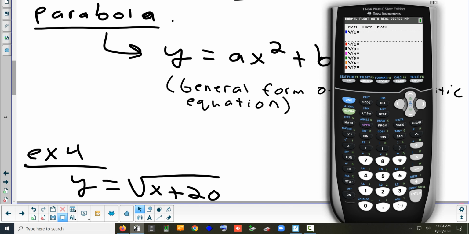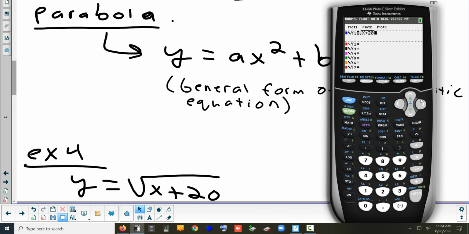So to type in a square root, you have to press second, and it's the fifth button down. We have to make sure when we type it in that the x plus 20 is entirely under the root. We don't want the plus 20 outside the root. That would do something different. So when you type it in, it should look just like that. If I did want to get outside of the root, press the right button. X is the second button down in the second column.